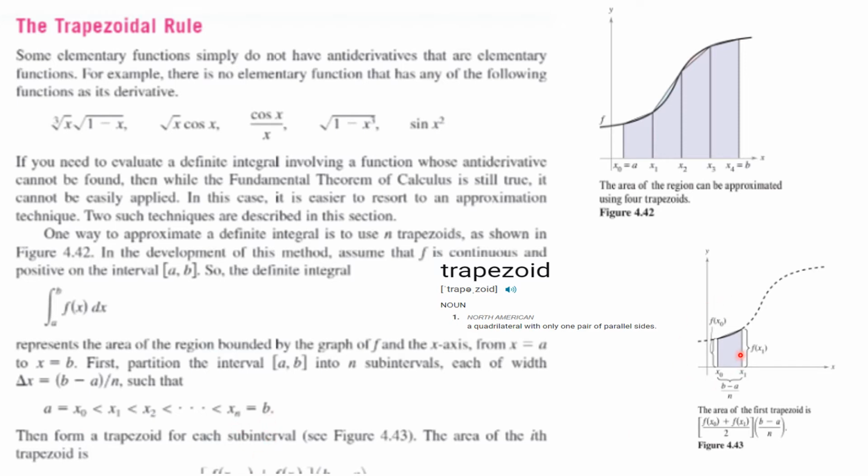Each of these forms a trapezoid, and here is the first trapezoid that's formed. You see the base is b minus a over n, and this is one of the sides, and that's parallel to this other side, because both of these sides are parallel to the y-axis. So we're taking the area of the region approximated by using, in this case, as this picture shows, 4 trapezoids.